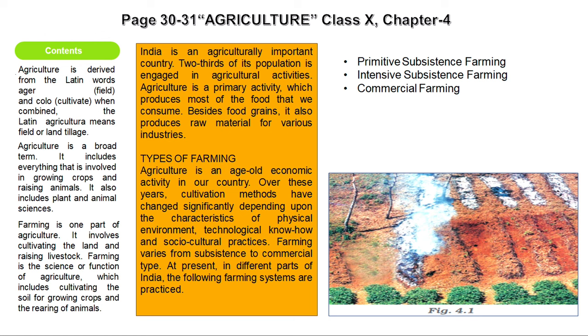Like agriculture is derived from the Latin word agar, meaning field, and colo, meaning cultivate. When combined, the Latin agricultura means field or land tillage. But nowadays agriculture is a broad term. It includes everything that involves growing crops and raising animals. It also includes the other technologies, or genome or something like that, that are included in the plant or animal sciences.